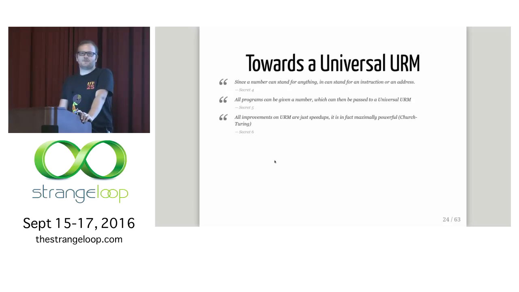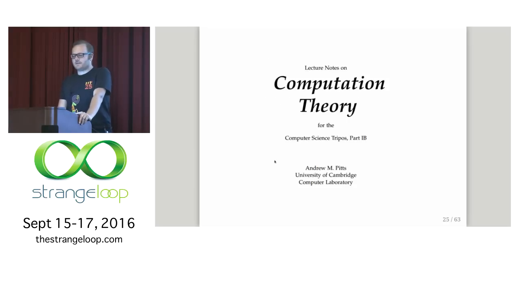So that kind of leaves a big question unanswered, doesn't it? The program itself can be a number. We can operate on that using another program. So I had a look around to see what treatments had a concrete universal unlimited register machine. I found lots of good resources, but most of them didn't use the same formalism that Dennett did. There was one very good one from Andrew Pitts at Cambridge. So that is the URM that I've built and that we're going to look at today.